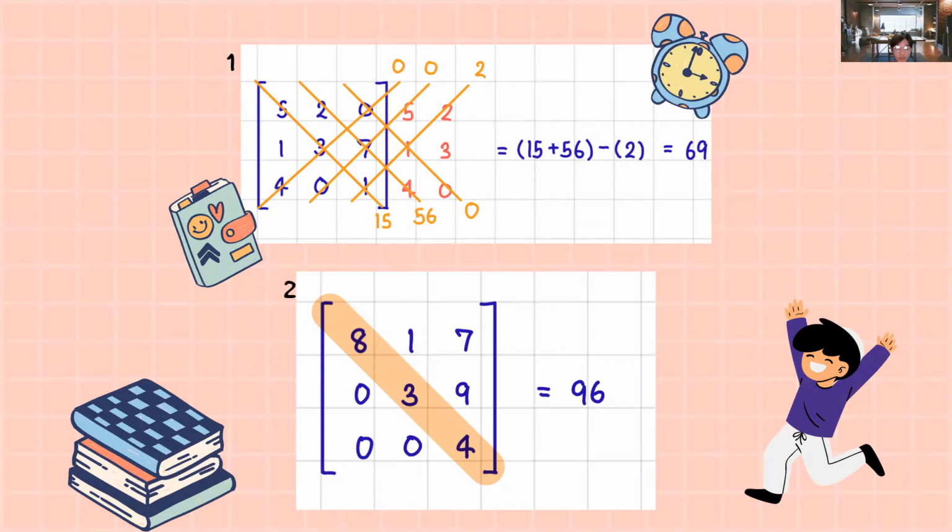And from question 2, if you have an upper triangular matrix, meaning that you only have non-zero numbers in the upper triangle and the lower numbers are all zero, the same thing would apply here. The determinant of this matrix would be just the product of the numbers that you see on the diagonal, so that would be 8 times 3 times 4. So that would be 96.